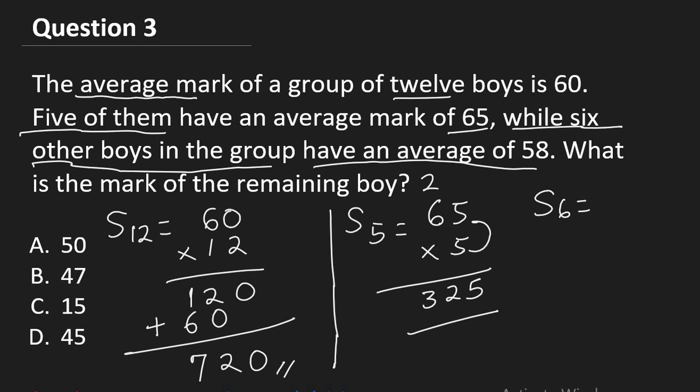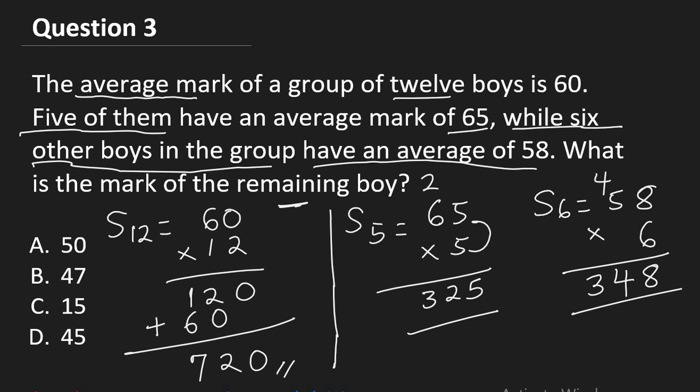So you find the sum of 6. The average of these 6 is 58. So the total, or the sum of 6, will be 58 times 6. Okay, so 6 times 8 is 48, 8 keep 4. 6 times 5 is 30 plus 4, 34. This is the sum of 6.